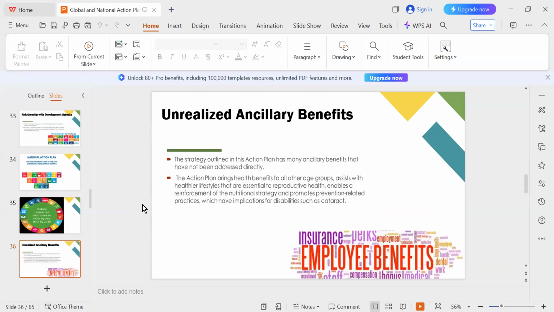Unrealized ancillary benefits. The strategy outlined in this action plan has many ancillary benefits that have not been addressed directly. The action plan brings health benefits to all other age groups, assists with healthier lifestyles that are essential to reproductive health, enables a reinforcement of the nutritional strategy, and promotes prevention-related practices which have implications for disabilities such as cataract.